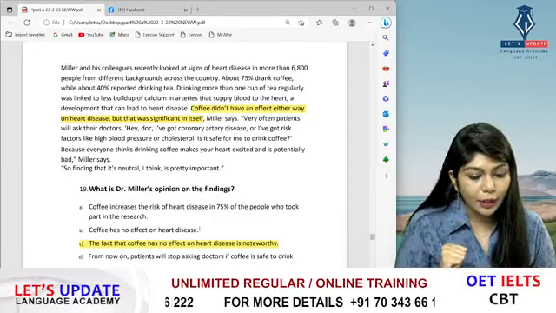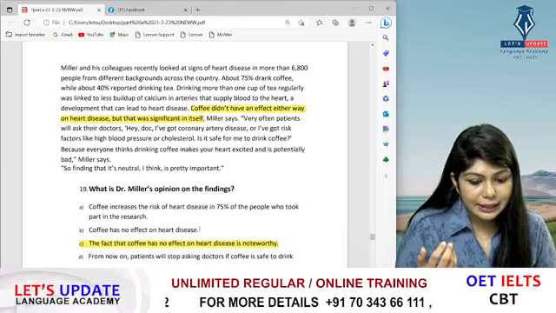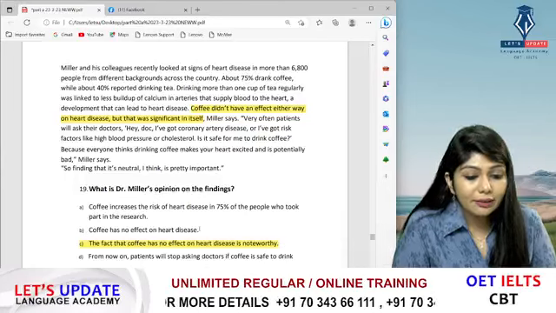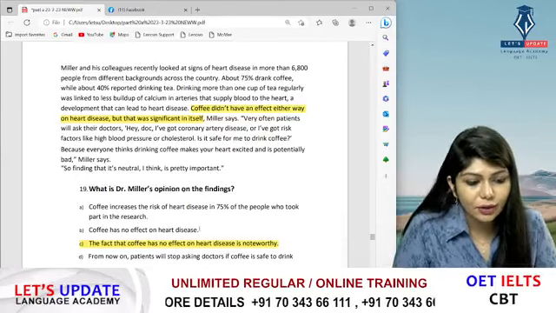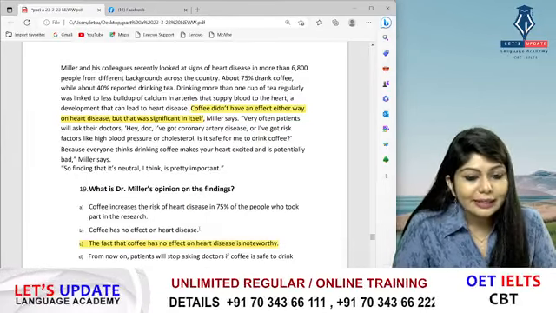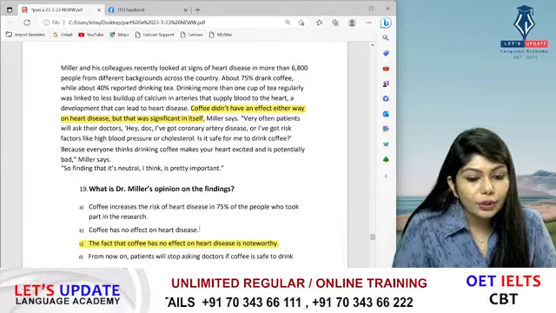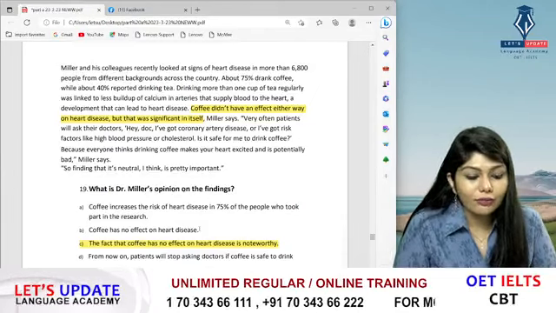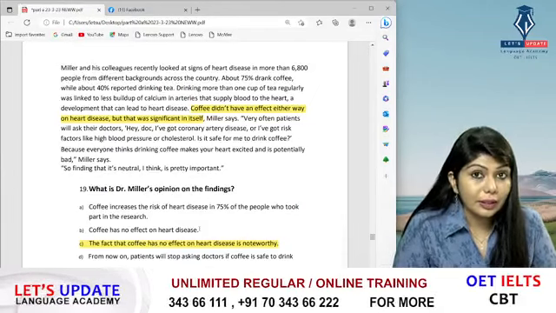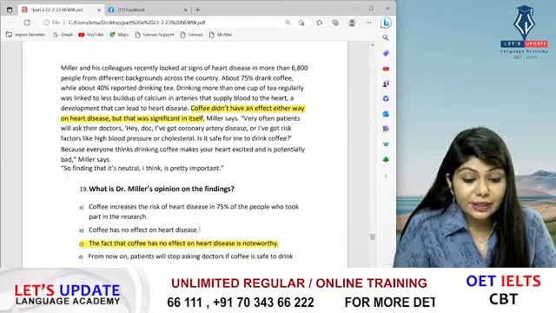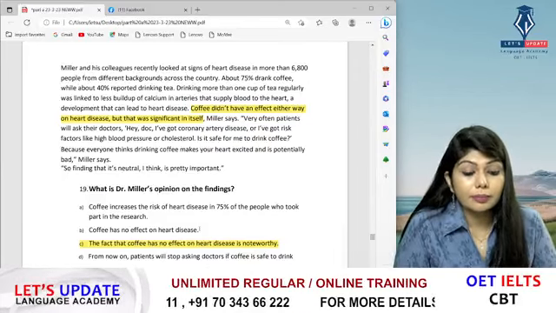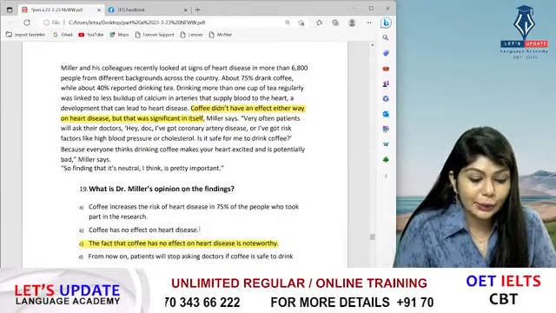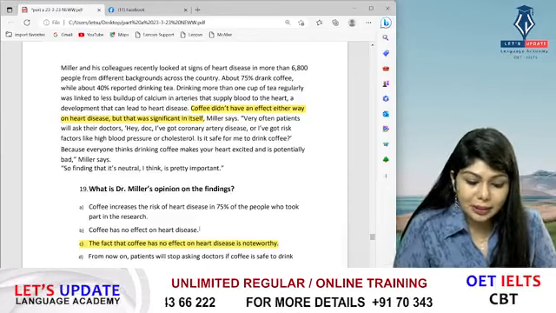And looking at A, coffee increased the risk of heart disease in 75% of people who took part in the research. No, what they have mentioned is about 75% drank coffee. Okay, that is the number of people who drank coffee. It's not about coffee showing a risk effect and that being seen in 75% of people. That is not what is mentioned. Okay, so A is eliminated, B is eliminated, and moving to D.